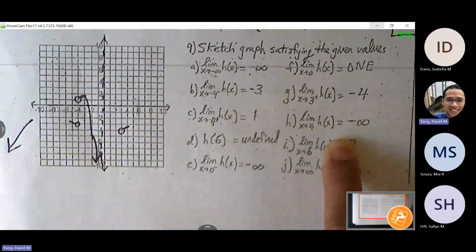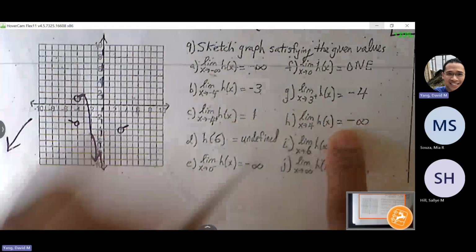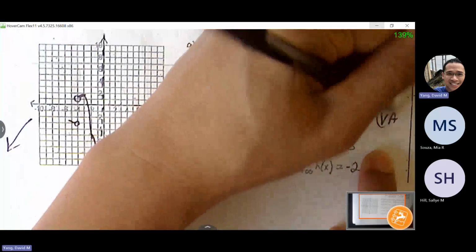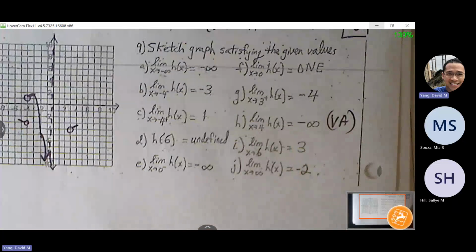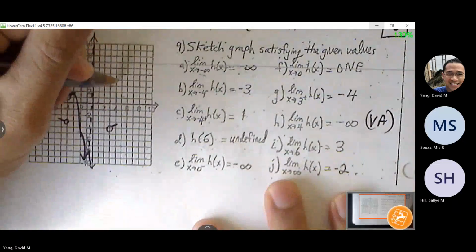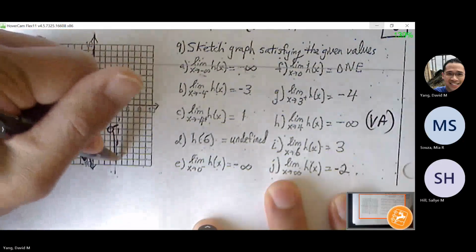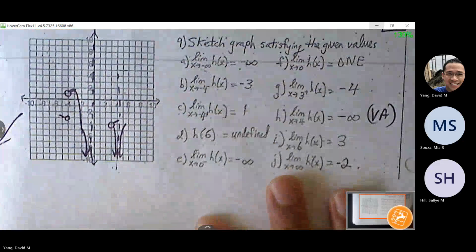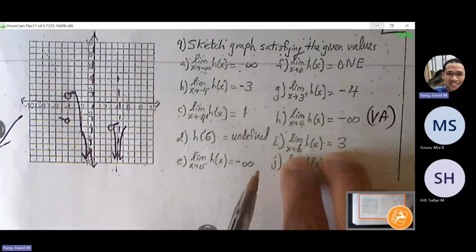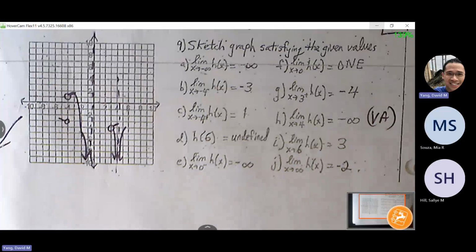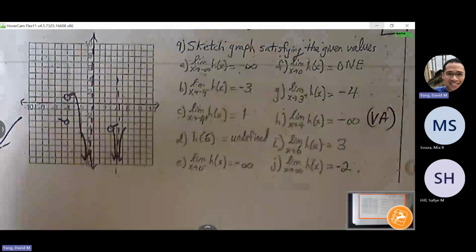Approaching 4 is -infinity, so what does this tell us? Vertical asymptote. And anything special about this? Both branches are going to go down. Limit as x approaches 6 equals 3. This is a full limit. So with a full limit, I'll put a hole there and I'm going to extend from the hole from both sides.